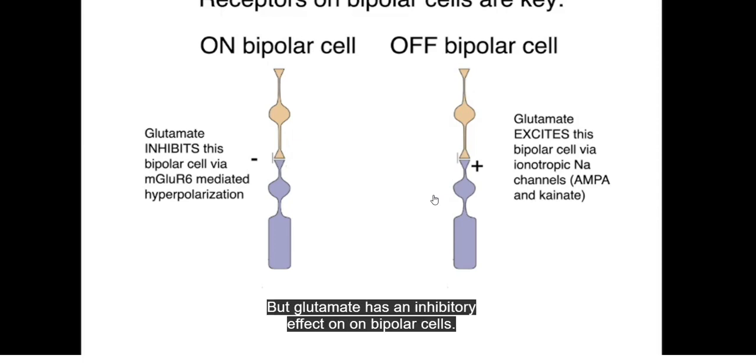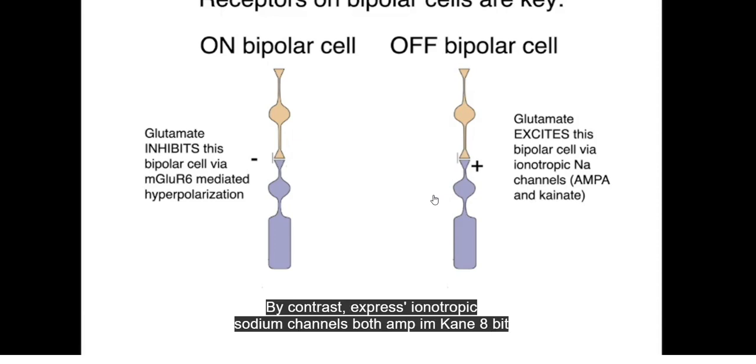But glutamate has an inhibitory effect on bipolar cells, which express metabotropic glutamate receptor type 6 receptors, and these receptors cause the cell to hyperpolarize or move towards the reversal potential of potassium in the presence of glutamate, which means in the dark, these on bipolar cells are hyperpolarized, but when light shines on the rod, that releases the mGluR6 mediated hyperpolarization, and the cell depolarizes as a consequence.